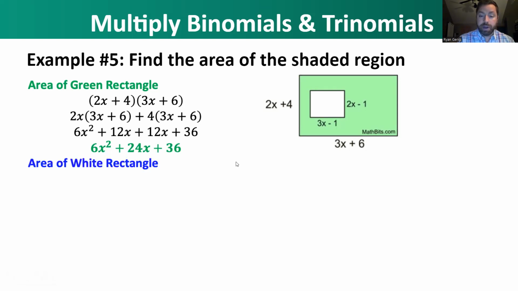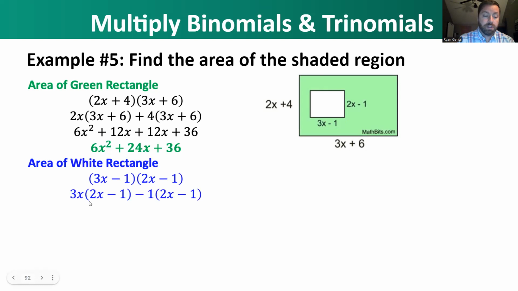Now let's find the area of the white rectangle. That's 2x minus 1 times 3x minus 1. So 3x times 2x minus 1 and negative 1 times 2x minus 1. 3x times 2x is 6x squared. 3x times negative 1 is negative 3x. Negative 1 times 2x, negative 2x. And negative 1 times negative 1 is positive 1. Combine the like terms, and there's your final area for the white rectangle.